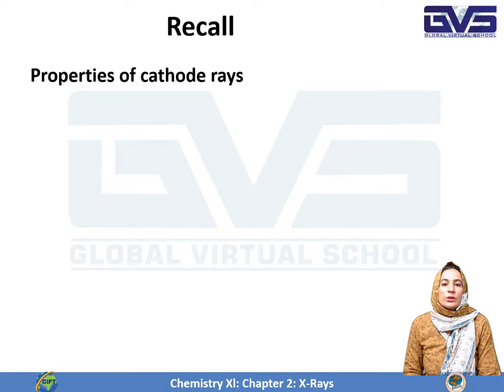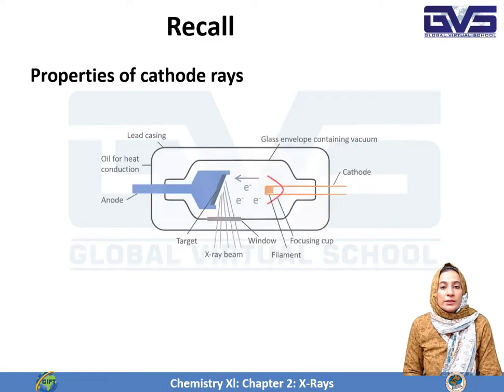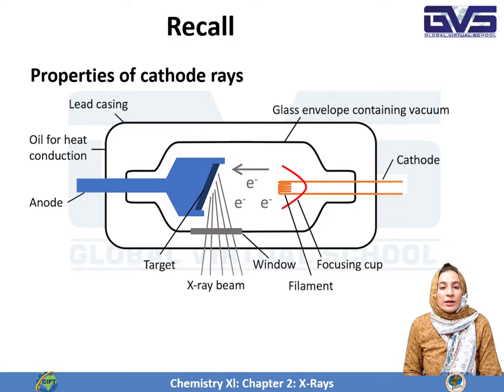So I will just recall you about the properties of cathode rays in the discovery of the cathode rays, which was later related to the discovery of the electron. We have learned one property that when cathode rays strike on the anode of high atomic mass, there is production of some radiations that were given the name X-rays.